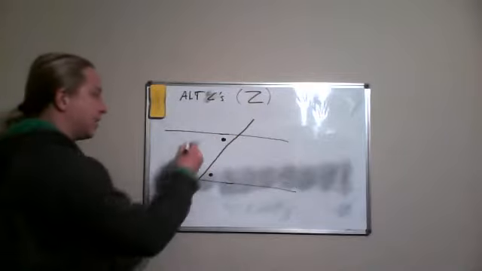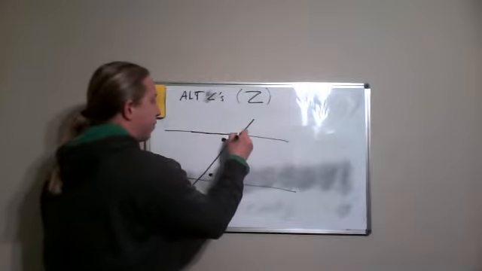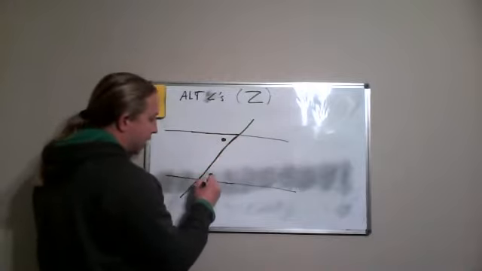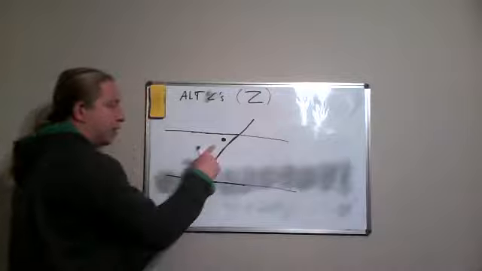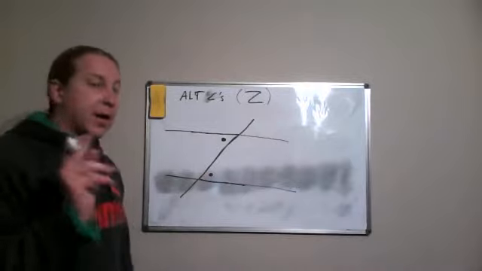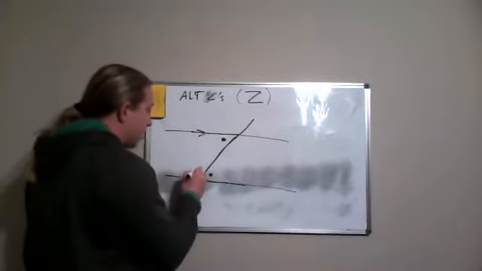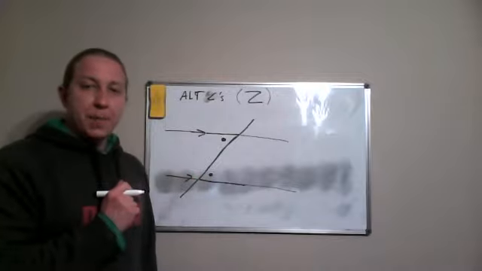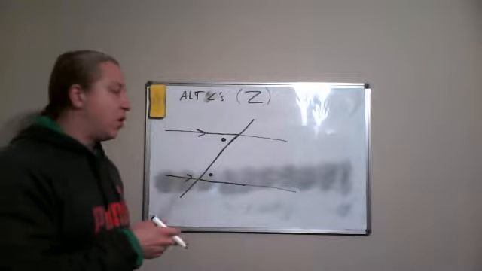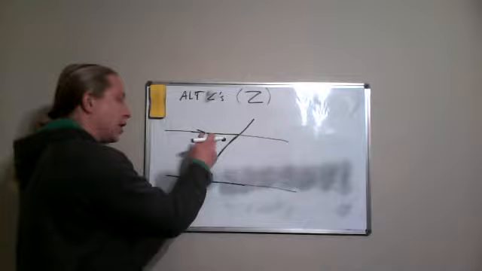And the Z is over there. So remember, make your Z and the two angles are the same. They are the same only if these two lines are parallel. If they are parallel, the alternate angles are the same.